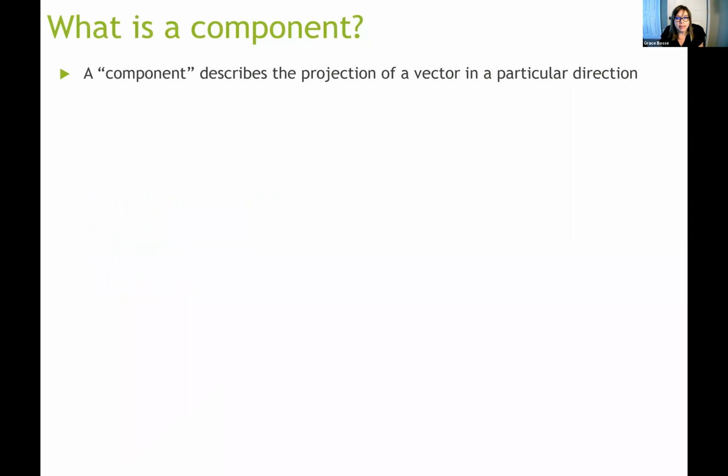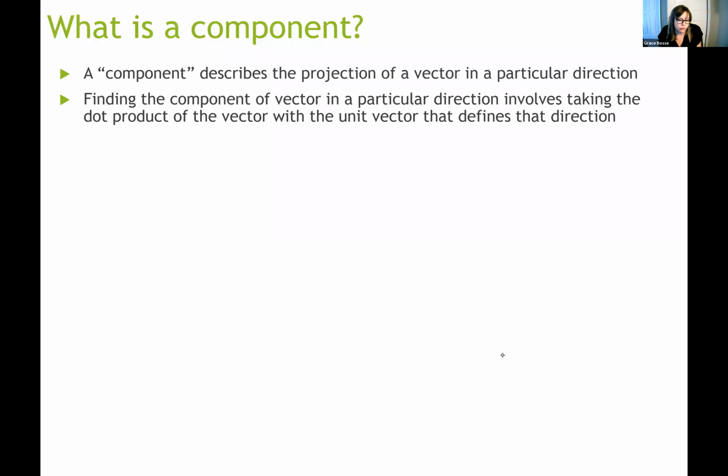So when I say that word component, what I mean is a piece of a vector. It's the projection of a vector in the direction of another vector. In the previous video about dot products, I kind of showed it as a shadow. It's like if you shined a light on a vector in a particular direction, you would create a shadow. And that shadow is also known as the projection of a vector in a particular direction. So to find the component of a vector in a particular direction, it's going to involve taking a dot product.